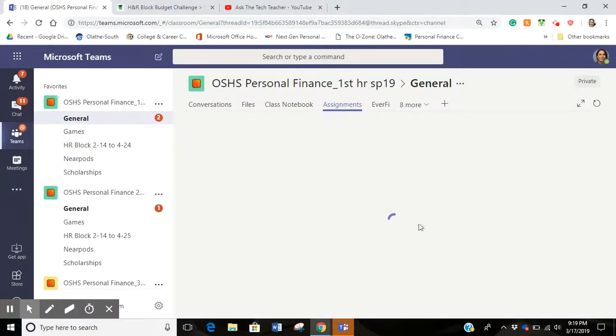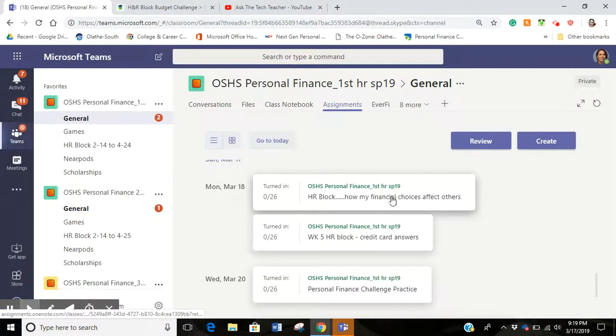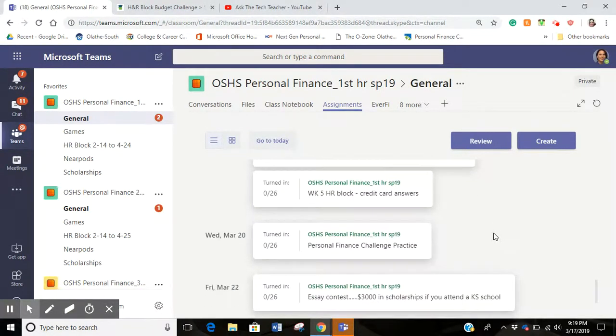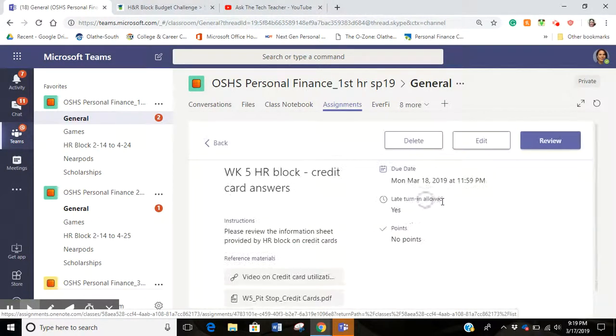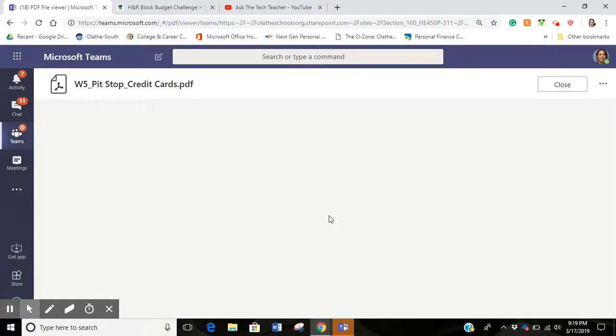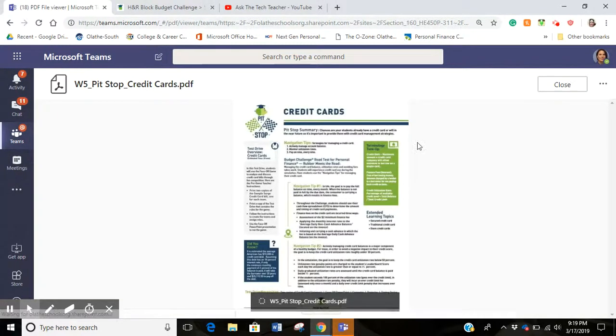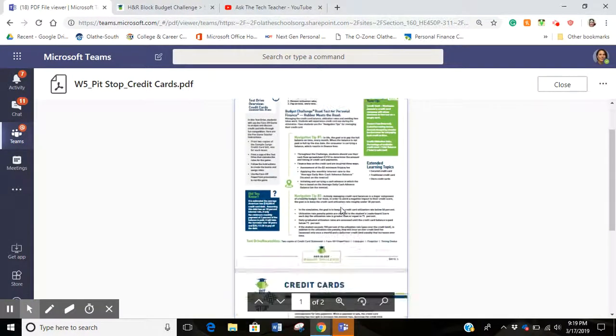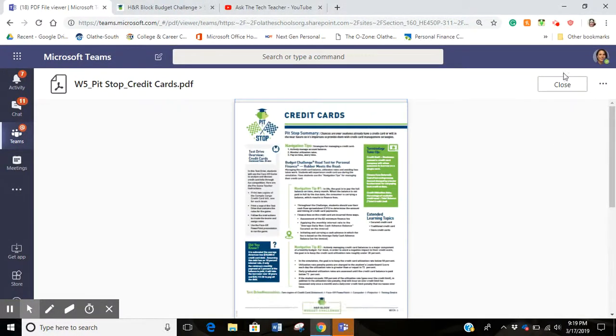So we will do a team building activity today. You're going to complete how my financial choices affect others. I have the credit card quiz in H&R Block with a video on credit card utilization. And here's the information you need to be able to take the quiz on the credit cards this week in H&R Block. So you can come here, read this, and this is going to tell you all the information you need to know about credit cards.